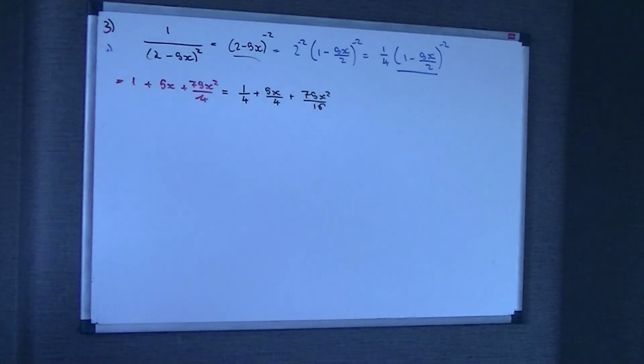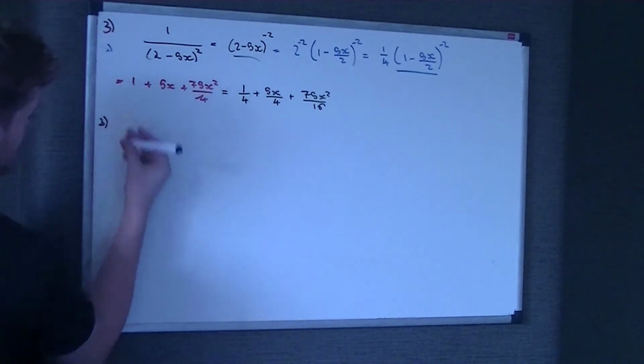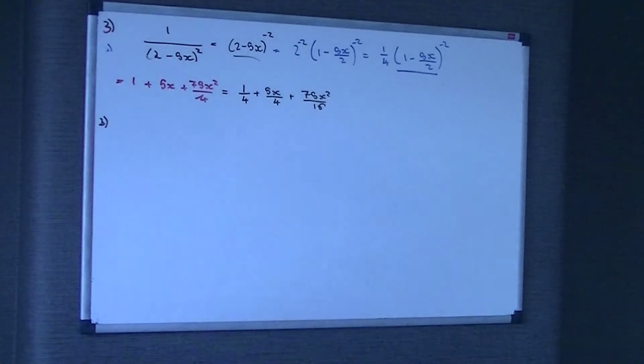Okay, so as you can tell, it's basically quite a simple binomial expansion. It's quite a nice one, really. So it's nothing too strenuous. So thanks for watching, and we'll see you in part B.